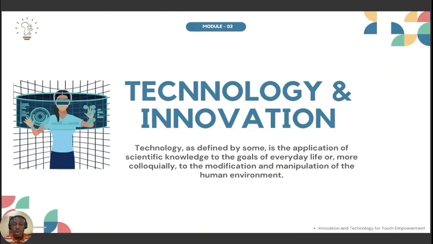Great. Now, welcome to module 2, where we are going to look at technology and innovation. Now, technology, of course, as defined by some, is the application of scientific knowledge to the goals of everyday life, or more colloquially, to the modification and manipulation of the human environment. So when there is a constant change in processes, in activities, in mode of operations, right?